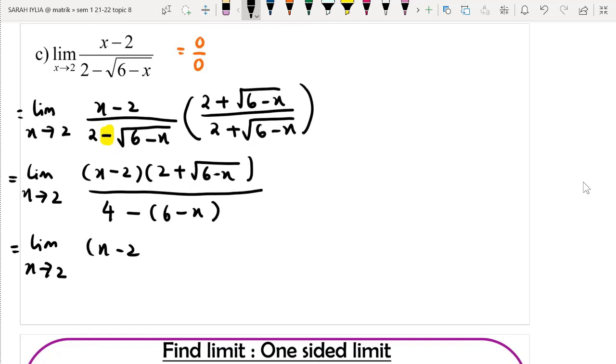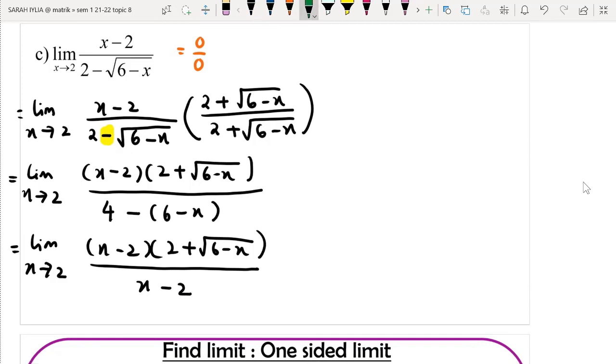So numerator atas saya salin semula, saya tak usik. Denominator, if we open up the bracket, we get x minus 2. Okay, so x minus 2 can be cancelled out. Now try to substitute the limit once again. We get 2 plus √(6 minus 2). So final answer 4. Settle, find limit for indeterminate situation 0 over 0.